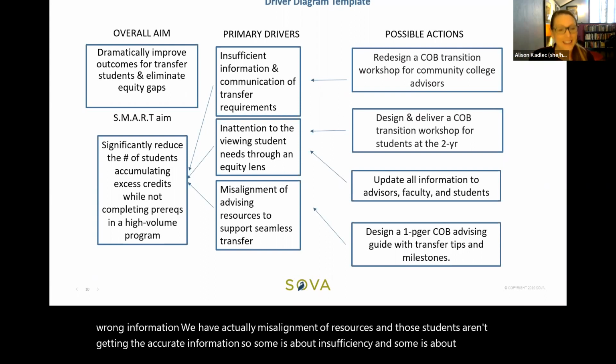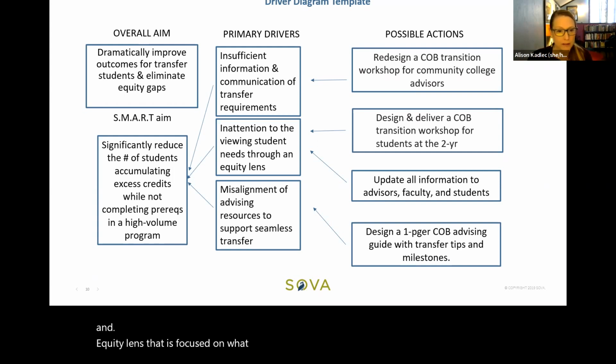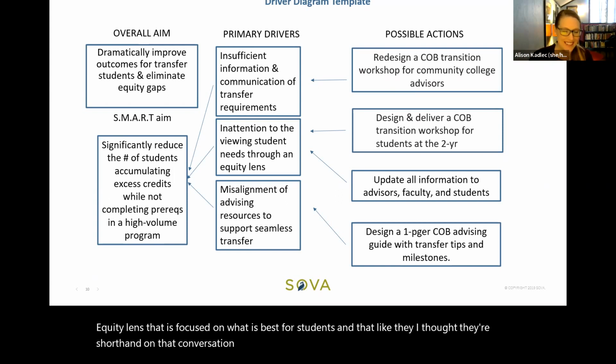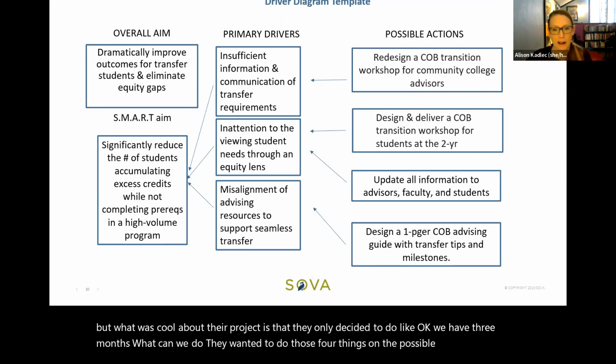But that middle one is about cultural inattention to viewing the work to be done through an equity lens that is focused on what is best for students. I thought their shorthand on that conversation was interesting because there was a lot to unpack there. But what was cool about their project is that they decided, okay, we have 3 months, what can we do? They wanted to do those 4 things on the possible actions on the right-hand side.